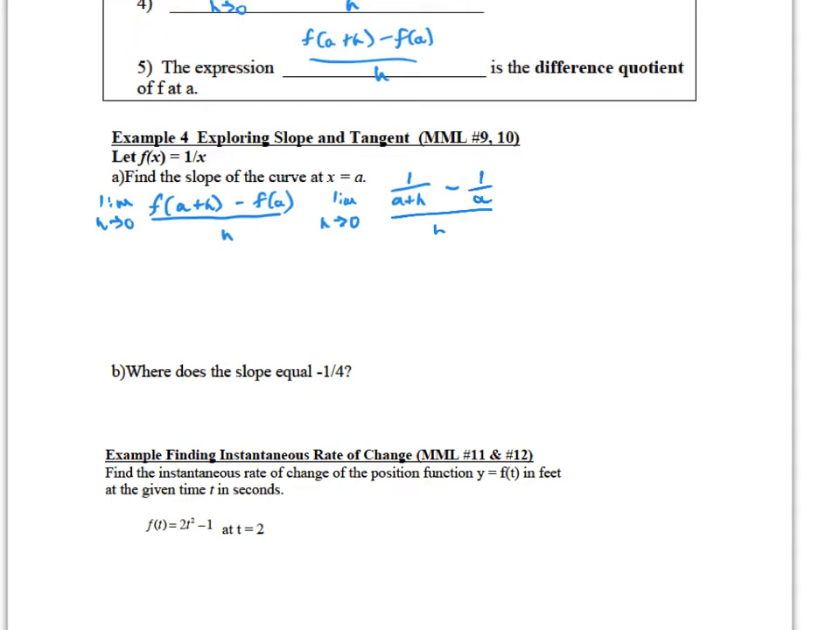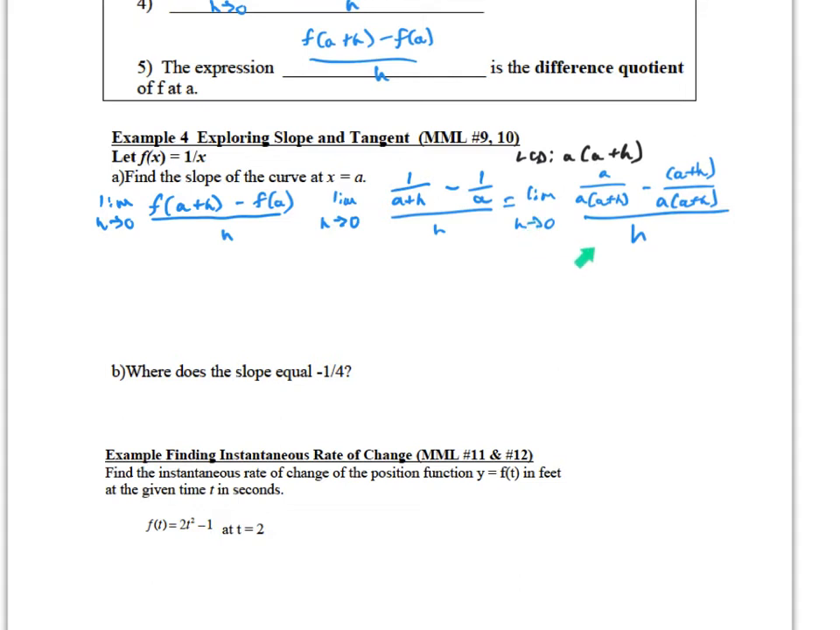So what is that LCD for this particular problem? Well, the LCD is a times the quantity a plus h. So I'm going to multiply in the parts that are missing here and see what we get. So it's a over a times a plus h, minus a plus h over a times a plus h, and this is all over h.